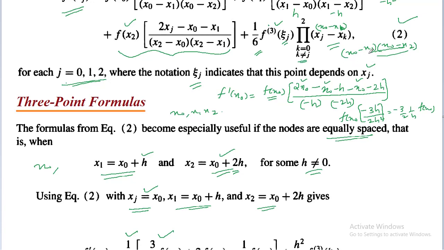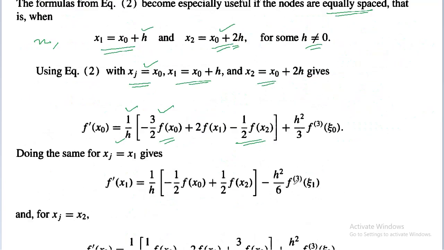So we know x naught minus x1 is minus h, and x naught minus x2 equal to minus 2h here. So minus h into minus 2h, that is 2 into h square. So 2h square divided by 6, that is h square divided by 3. That will be here h square divided by 3 into f3 of zeta naught, that is f dash of x naught. When we replace xj by x naught, and x1 is equal to x naught plus h, x2 equal to x naught plus 2h.